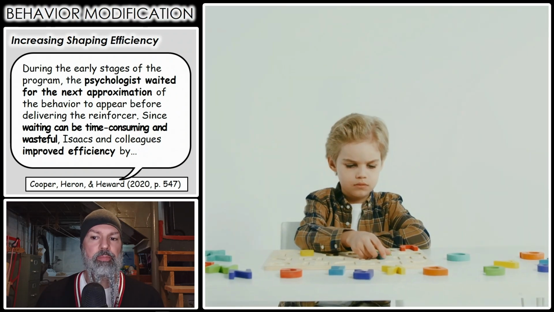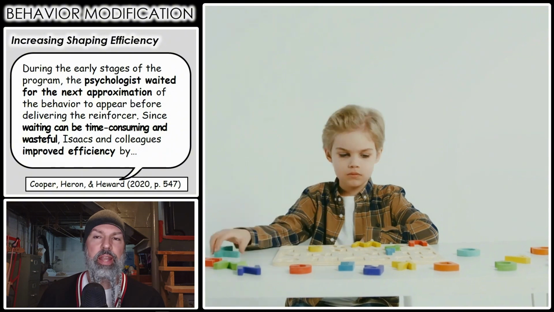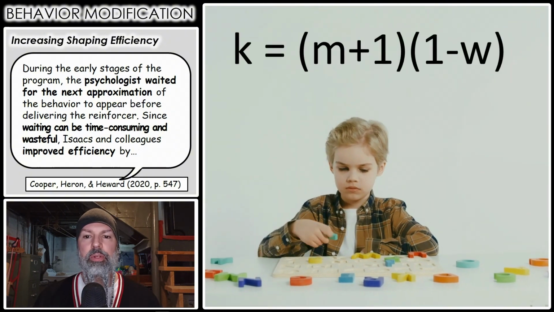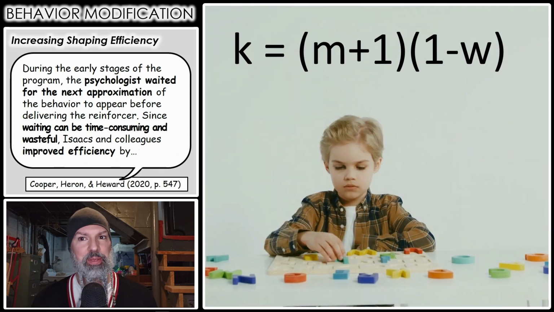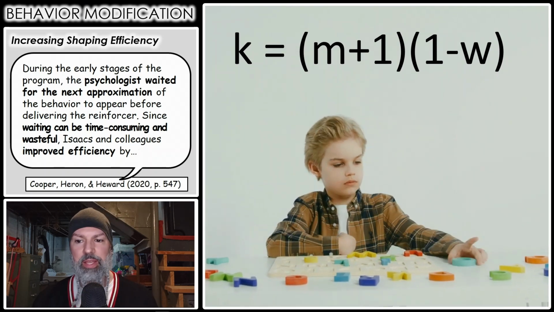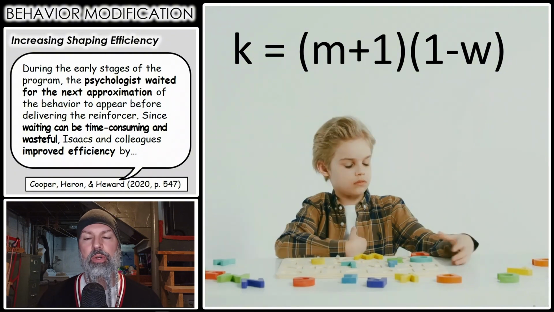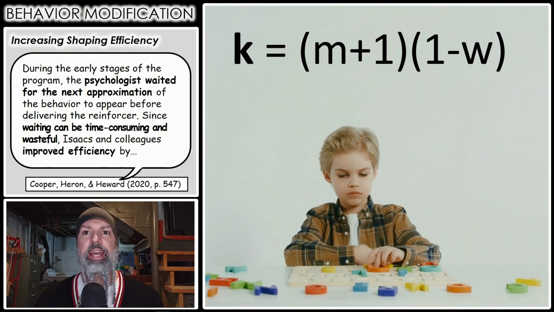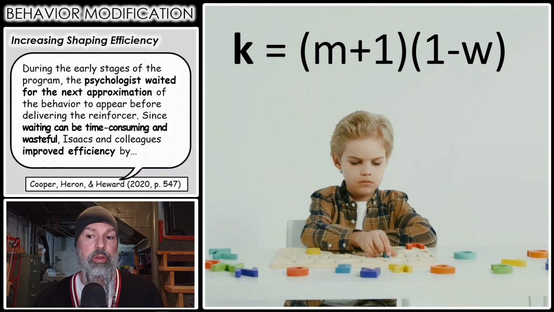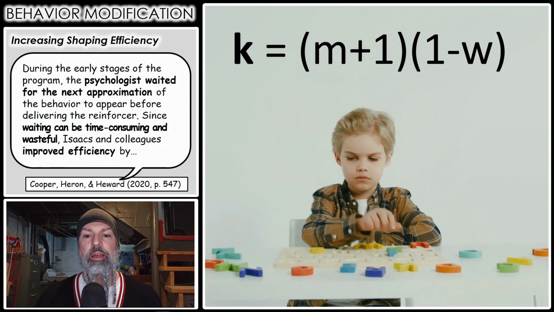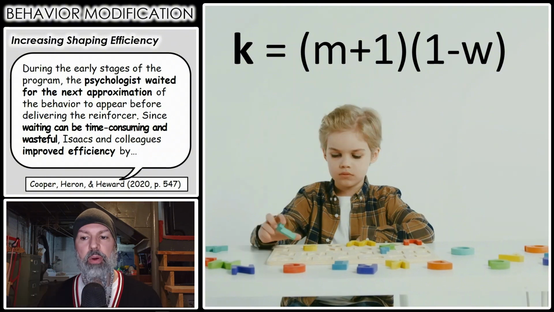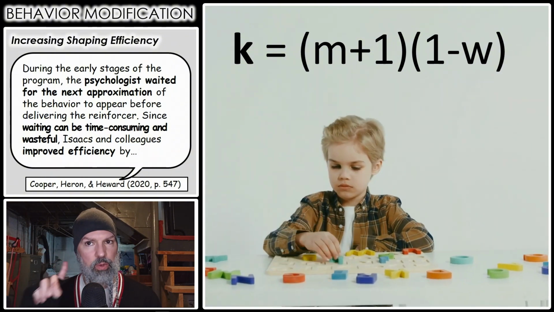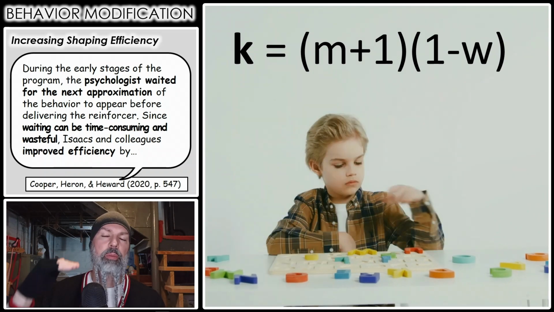Their suggestion is that the next reinforcement criteria should be K equals (n plus 1) times (1 minus W). So what do all those letters mean? Well, let's take a look. K is the level that you need to meet for the next successive approximation. That's the next level of reinforcement. K specifies the response rank that must be exceeded for reinforcement. And we'll get to exactly what that means when we take a look at the example. But this is the response rank.